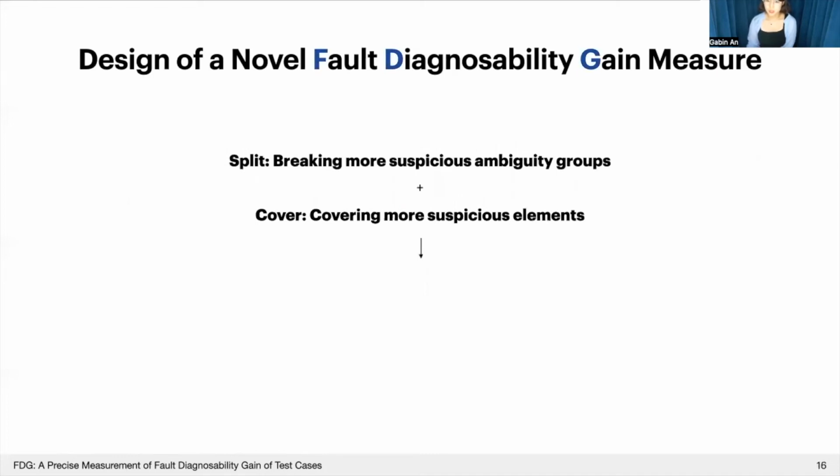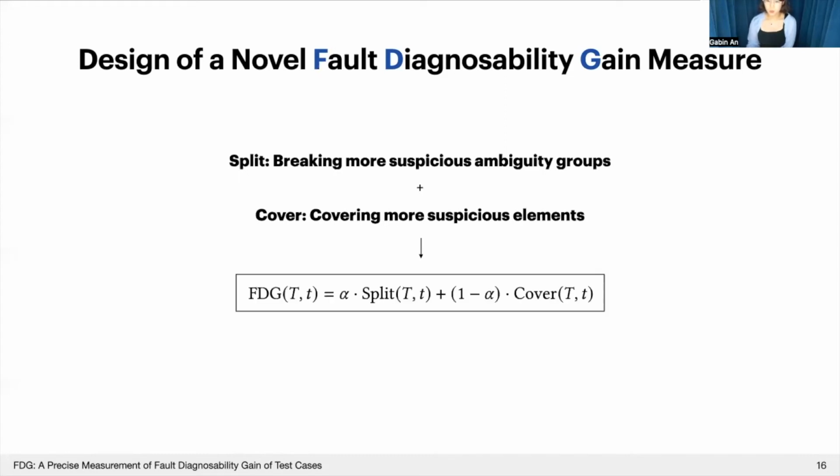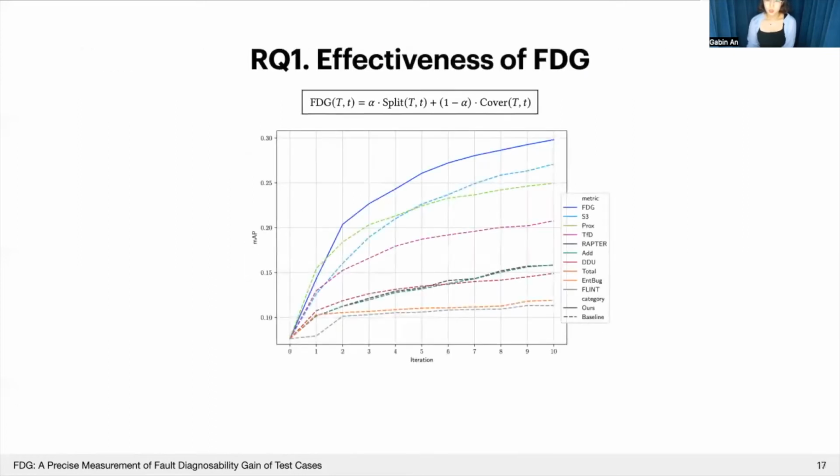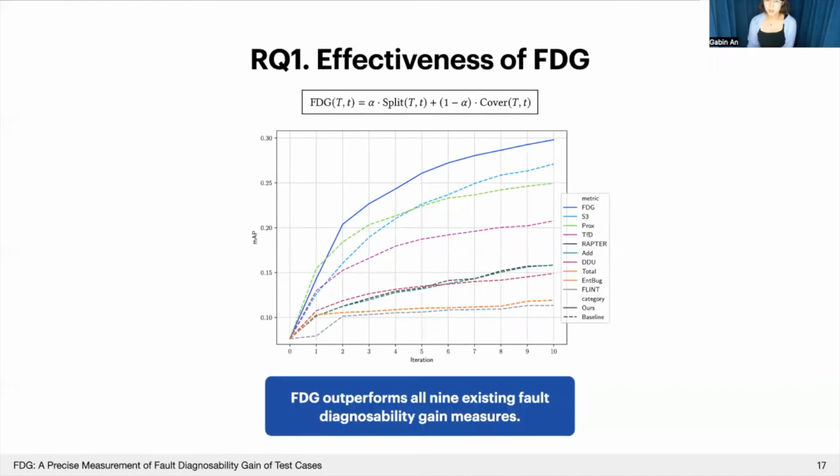Finally, we suggest a unified fault diagnosability gain metric, FDG, combining our novel measures, split and cover. It is defined as the weighted sum of both values, with one hyperparameter alpha determining the relative weights of both measures. We evaluated FDG using the same dataset as before, and the results show that FDG significantly outperforms all 9 existing measures that we studied in the paper.